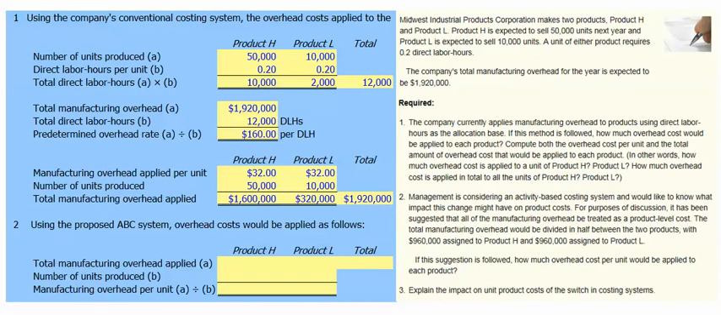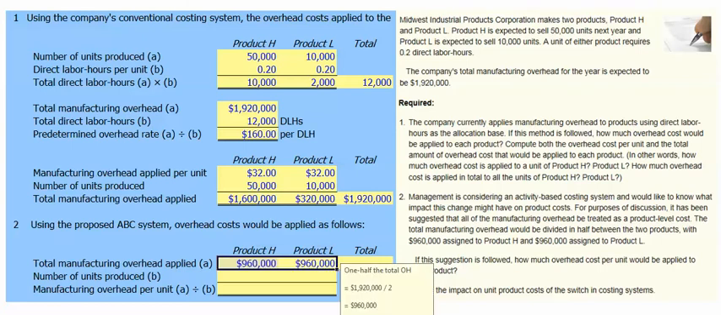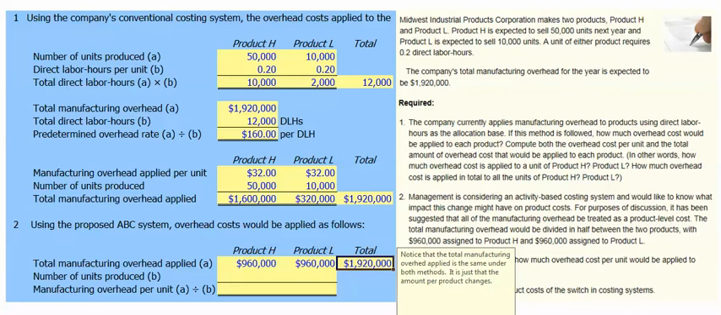In requirement 2, we're told that management is considering an activity-based costing system and would like to know what impact this change might have on product costs. For the purpose of discussion, it has been suggested that all manufacturing overhead be treated as a product-level cost. That is, the total manufacturing overhead cost would be divided in half between the two products, with $960,000 assigned to Product H and $960,000 assigned to Product L. Notice, again, we haven't changed the total manufacturing overhead that we're applying. We're simply changing the allocation between the two products.